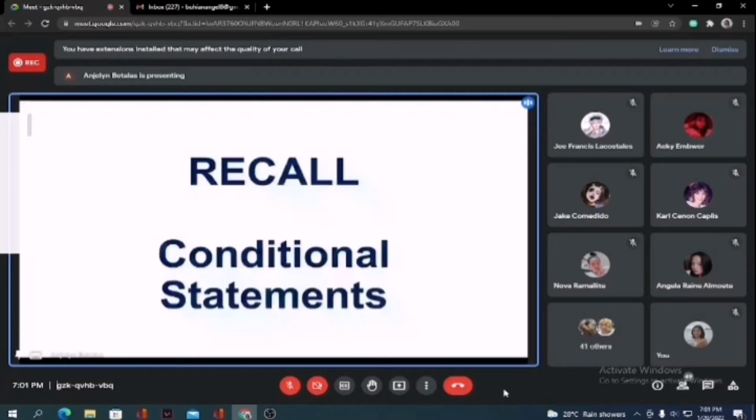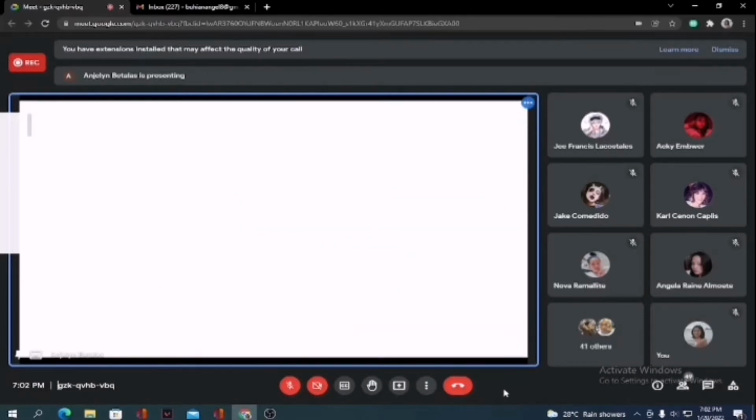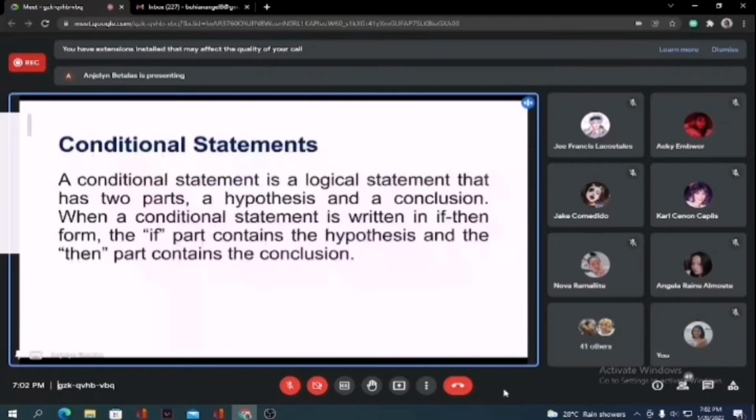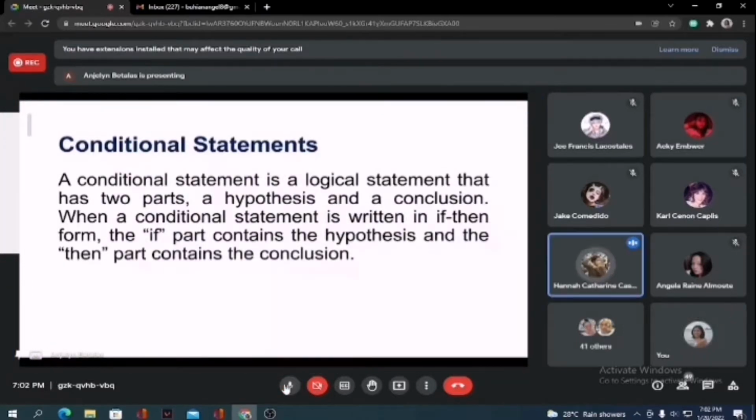So let's have recall. As I've said a while ago, you had problems in answering because of mistakes, especially in conditional statements, and even in identifying the hypothesis and the conclusion. Recall, a conditional statement is a logical statement that has two parts. What are those parts, class? Hypothesis and conclusion.